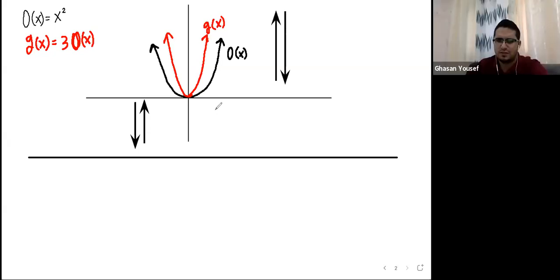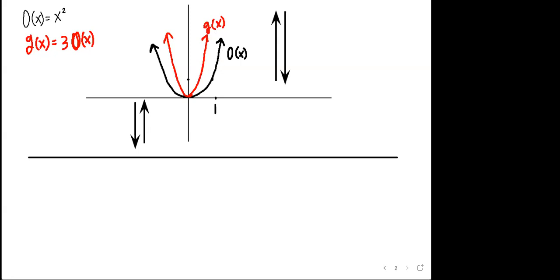Like this point, for example, is one, and this point is one here. So now the new point will be 1 and 3. You understand? It goes up. I understand now. Thank you.